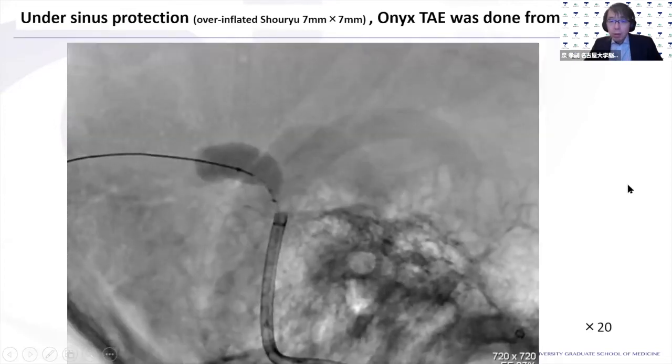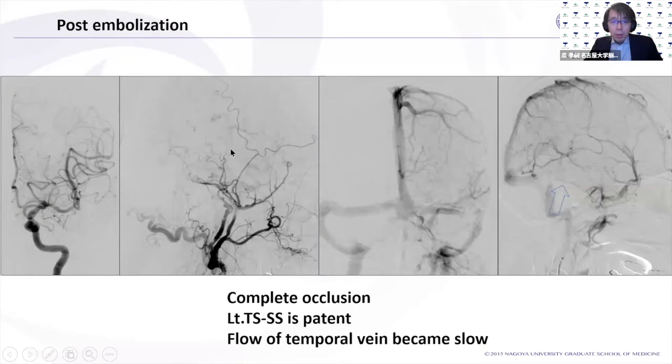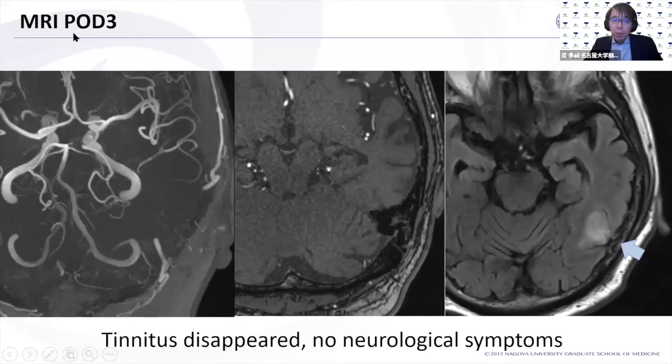Here's the final view. Complete obliteration was achieved, and the left transverse sinus is patent, but flow of the temporal vein became slow. And postoperative MRI showed venous high intensity. It means, I think, venous congestion of the left temporal lobe. Fortunately, no neurological symptom occurred, and the tinnitus disappeared.